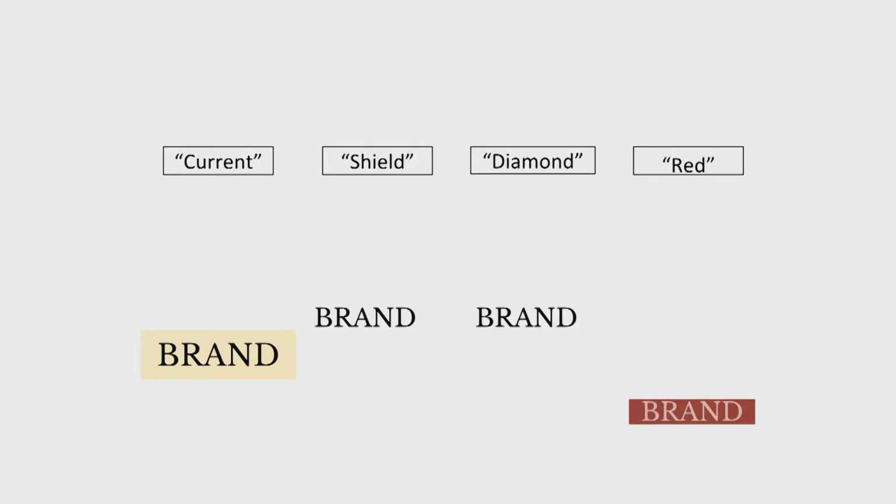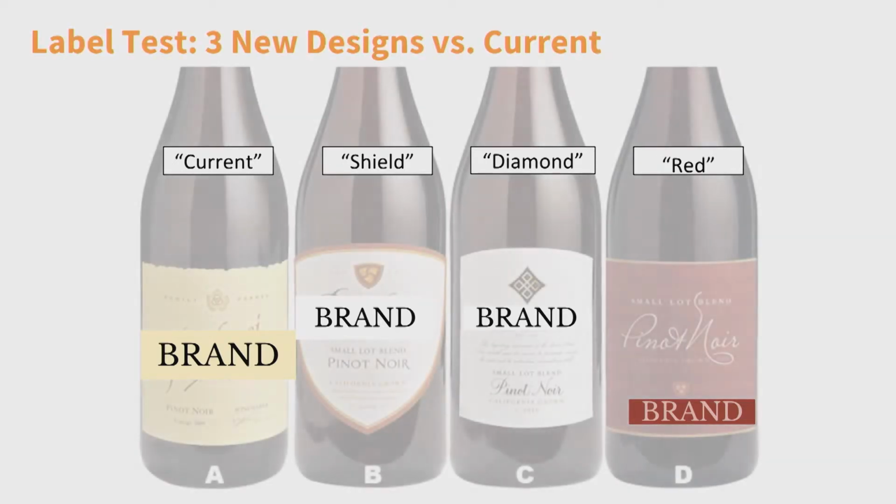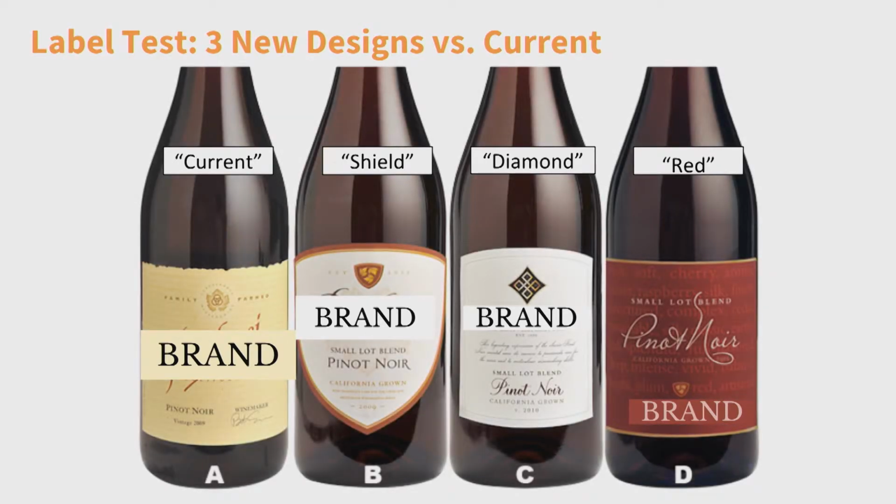Choosing a new label, of course, we all know how important that is. We've already gone over that. And here's a case where this company had 3 distinct design directions for a new label, as well as considering whether they were actually improvements over the current label. So we'll call them Current, Shield, Diamond, and Red for the 3 new designs.